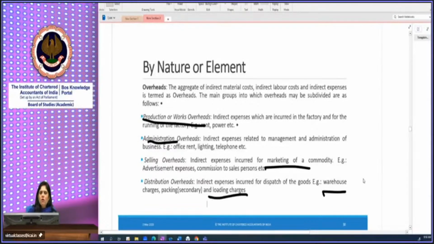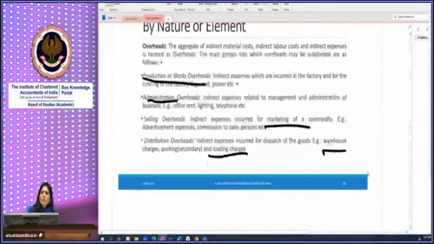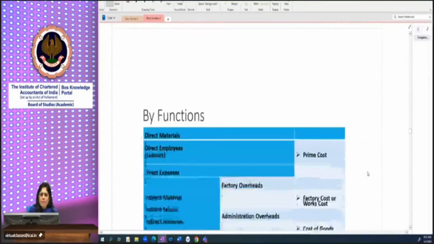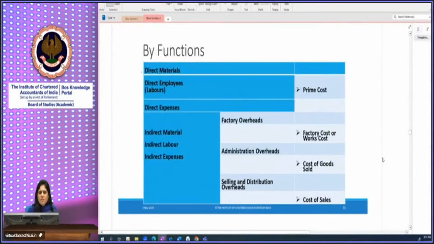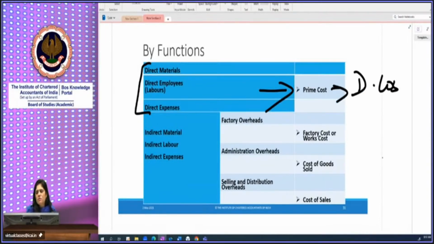Overheads are called as indirect. And what are indirect? Which cannot be directly allocated to any product or service, but which are happening generally. Clear? Or which cannot be measured exactly. Those are all indirect. So coming to functions, direct material, direct labor, direct expenses is called as prime cost. So prime cost is nothing but direct cost.